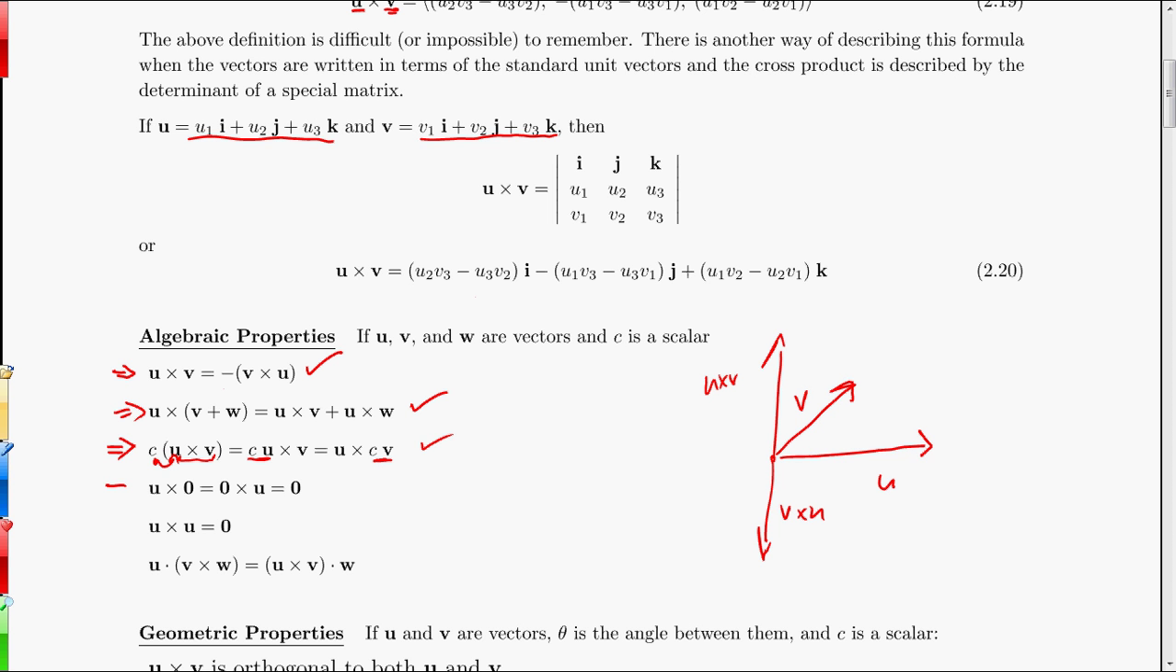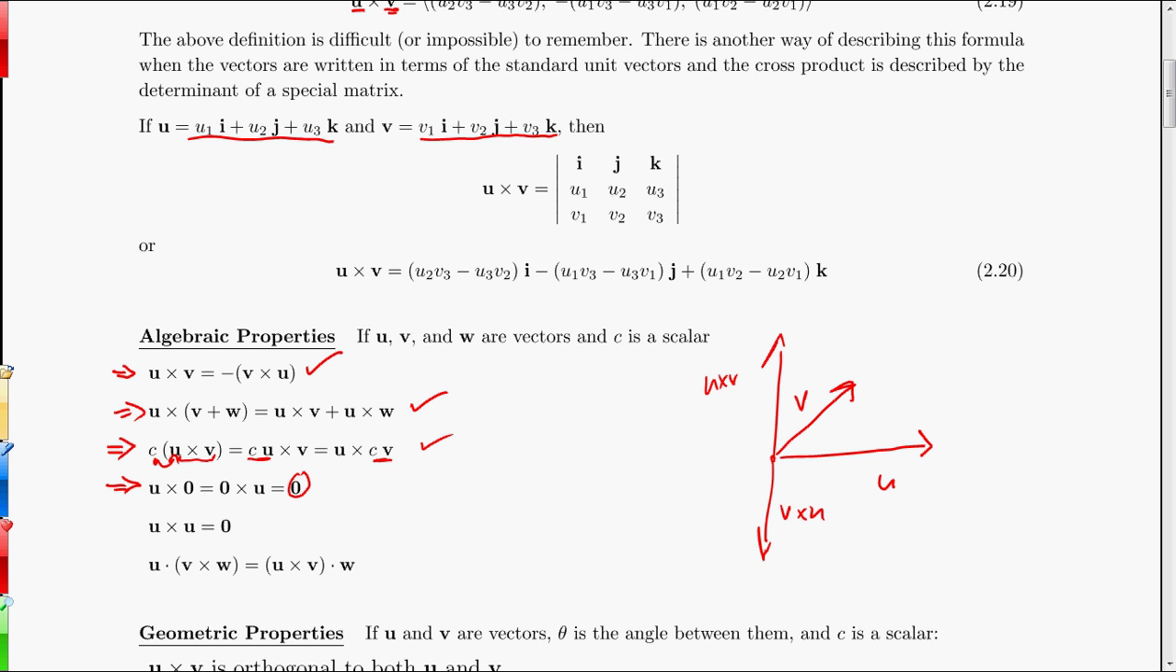And then U cross 0, that should be pretty clear that that's going to give you the 0. That's a 0 vector, by the way. U cross 0 equals 0 cross U. And basically, if you go back to this formula here, if you make either one of these all zeros, then every time you take a determinant, you're going to get zeros, right? So if you take a cross product with a 0 vector, you get the 0 vector.